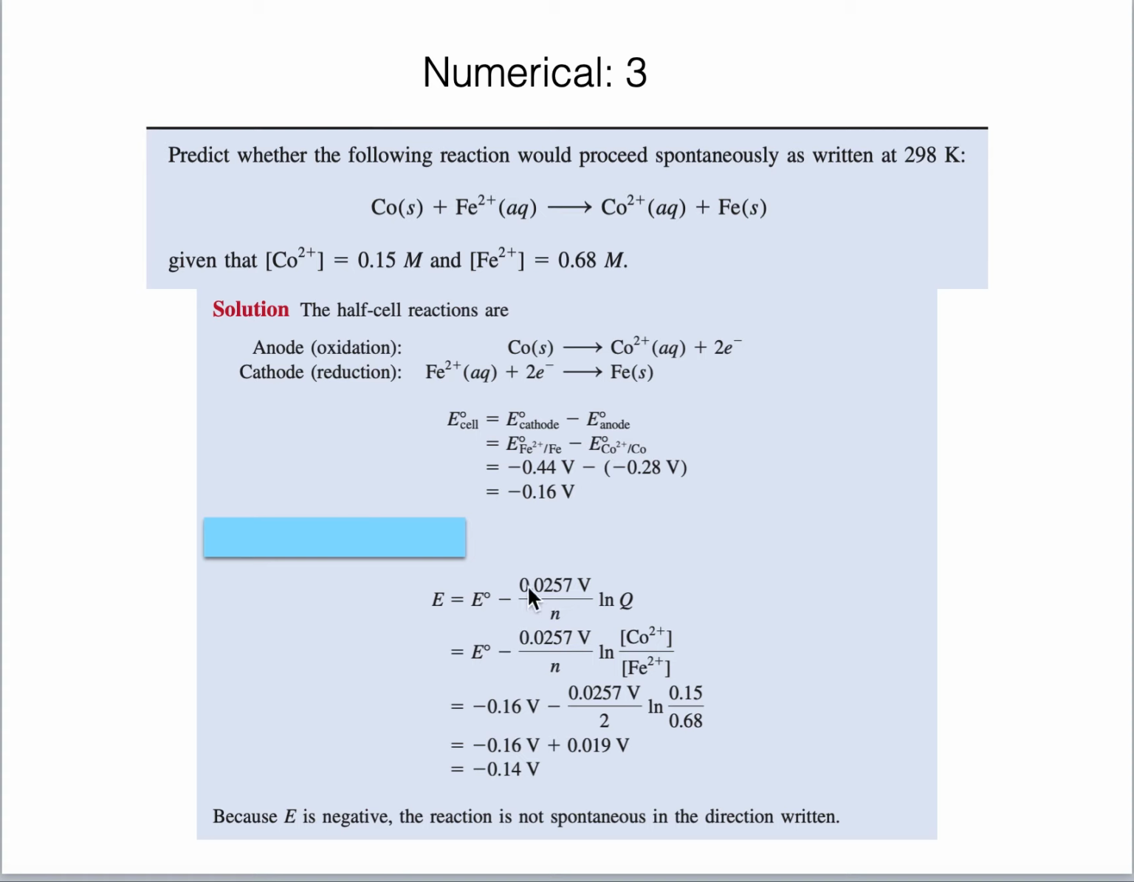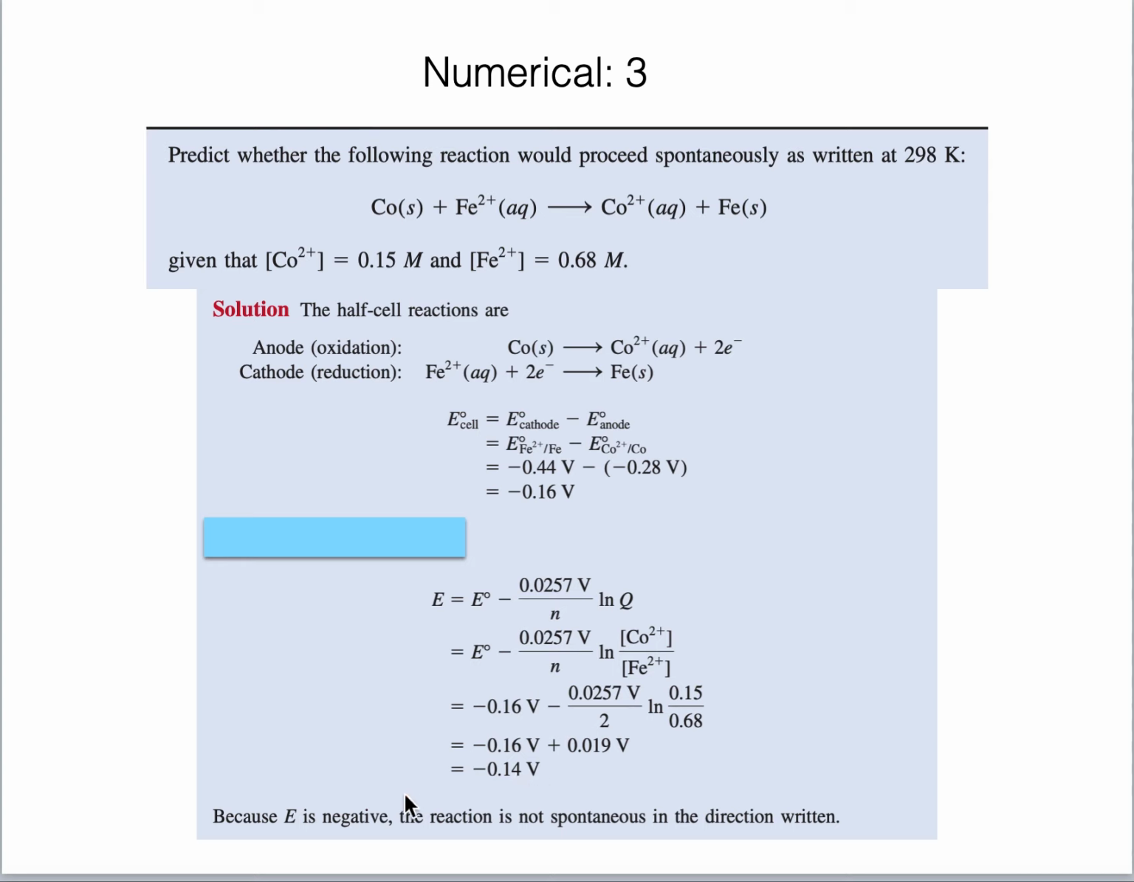Okay, now we will put these values in this formula for the Nernst equation. N is 2 and natural log of Q, the quotient, which is the ratio of products to reactants. In products we have cobalt, we will ignore iron solid, and in reactants we have iron 2 plus, we will ignore cobalt solid. So putting these values, we end up with E is equal to minus 0.14 volt.